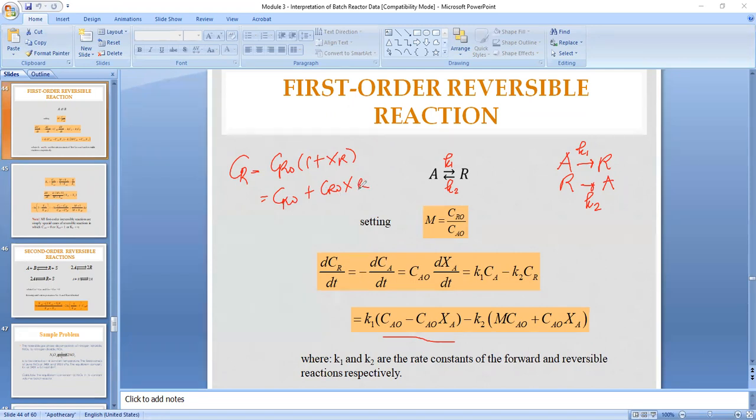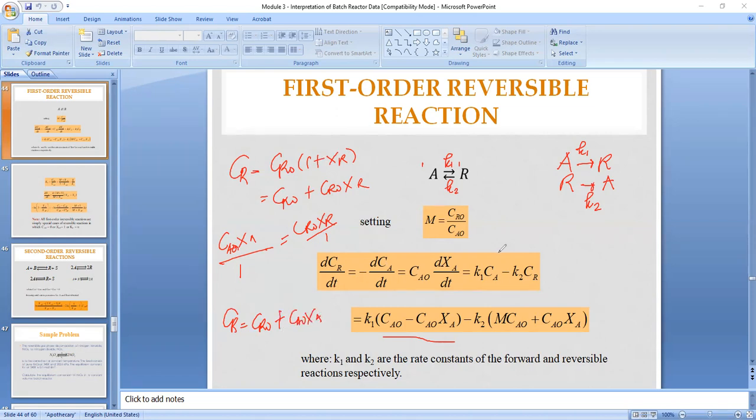So you have to express it in terms of A because you cannot process it using this one here. How do you express it in terms of A? You go back again to the fundamental relationship that I have shown to you. CAO XA is CRO XR over 1. Why is it 1, Miss Ali? We have here 1, and this is understood to be 1. I'm talking about their coefficients. So CAO XA is equal to CRO XR. So you can replace the CRO XR here with CAO XA. So what will happen now? Your C sub R is equal to CRO plus CAO XA.